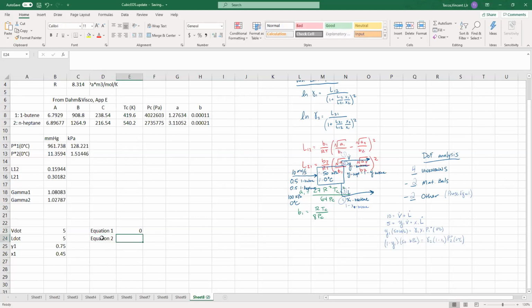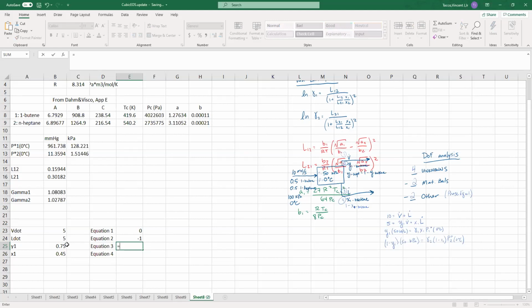So equation 2 is equals 5 minus y1 times v dot minus x1 times L dot. That one's obviously not 0. So the fact that it's not 0 tells me that this guess that I pulled from out of nowhere is not correct, but I'm going to use Solver again to fix it, so it's okay. Equation 3 and equation 4 are my 2 Raoult's laws, modified Raoult's laws. So I'm going to bring everything over to the other side.